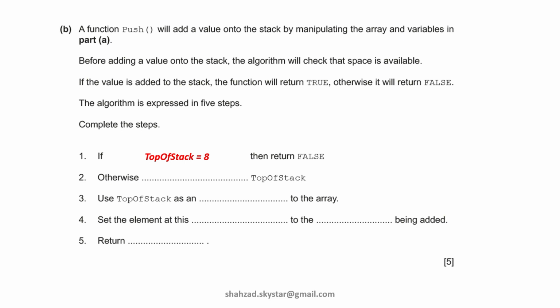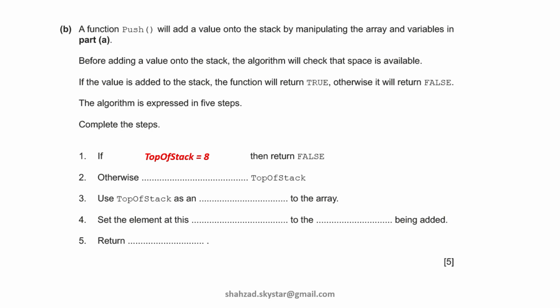So a function push will add a value onto the stack by manipulating the array and variables in part A. Before adding a value onto the stack, the algorithm will check the space is available. If the value is added to the stack, the function will return true, otherwise it will return false. The algorithm is expressed in 5 steps. Complete the 5 steps.